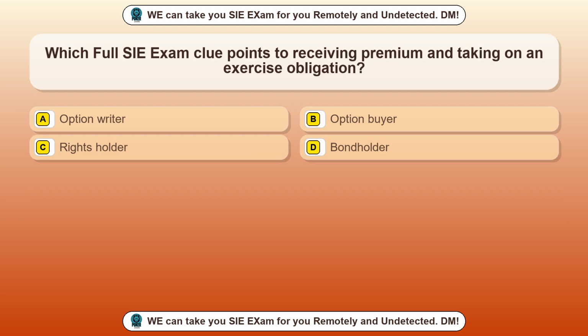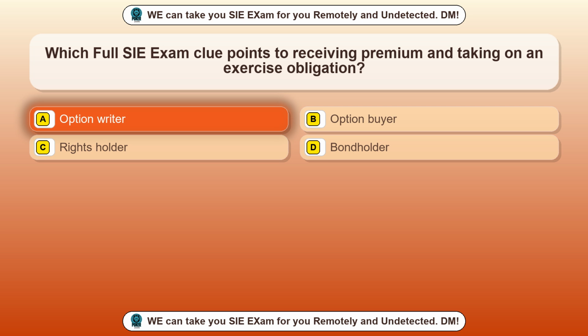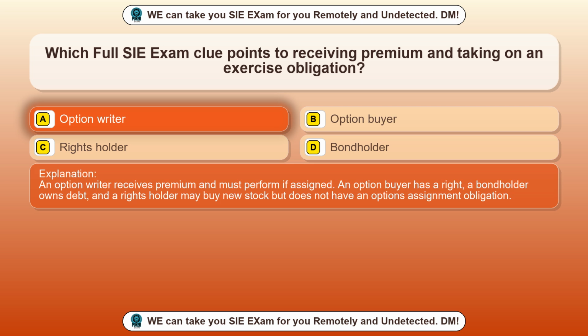Question 32. Which full SIE exam clue points to receiving premium and taking on an exercise obligation? Option A, option writer. Option B, option buyer. Option C, rights holder. Option D, bond holder. The correct answer is option A, option writer. An option writer receives premium and must perform if assigned. An option buyer has a right, a bond holder owns debt, and a rights holder may buy new stock but does not have an options assignment obligation.